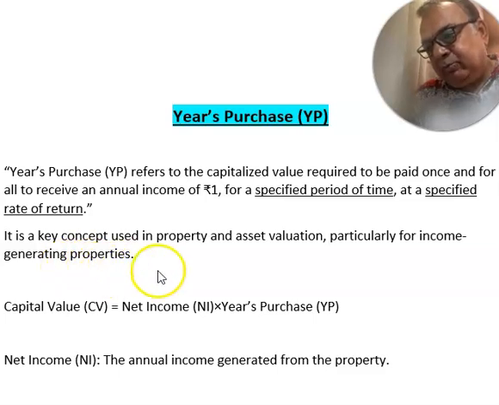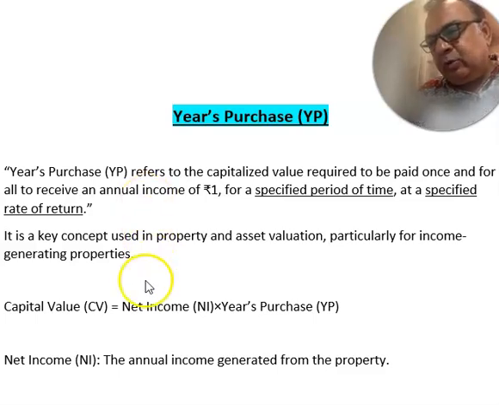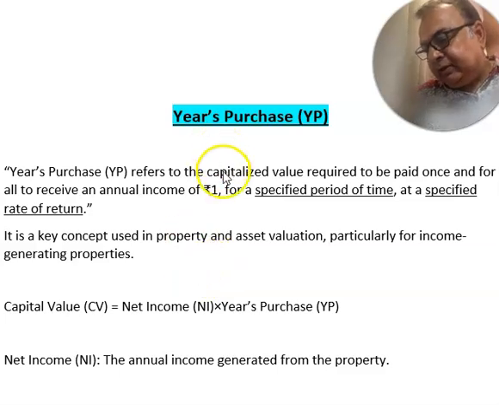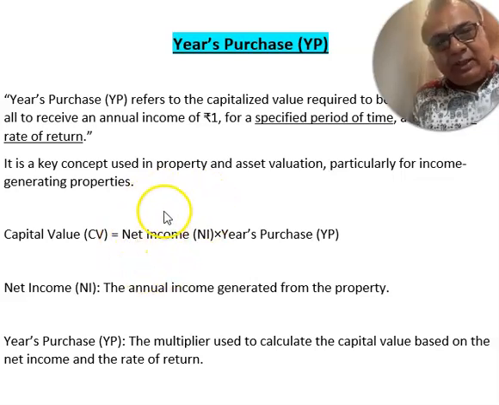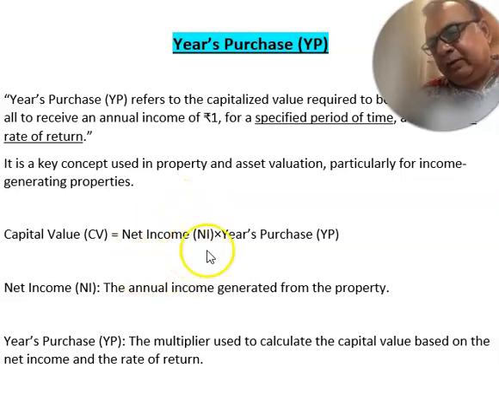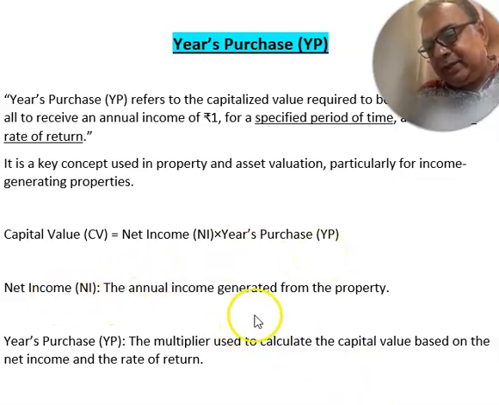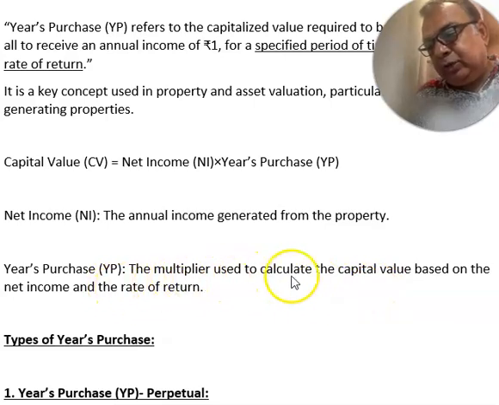In income generating property or the income approach, this is a very important formula. With this formula you can calculate capitalized value, year purchase and net annual income. This formula is: capital value equals net income into year purchase. If you are getting a net income of ₹1 from a house and multiply it by year purchase, you will get the capitalized value, how much capital value you invested or what its actual worth is. This net income is annual income, not monthly income. Net income always comes as annual income into year purchase. Net income is the annual income generated from the property. Year purchase is the multiplier used to calculate the capital value based on the net income and the rate of return.